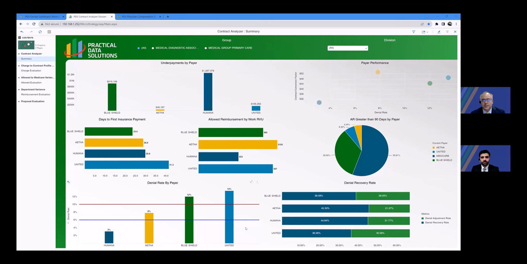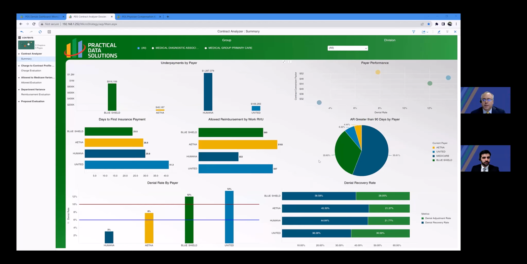But you'll notice we've also integrated our denial rates. And so you can very quickly start to see here that United has a very high denial rate, but it's also actually one of our better reimbursed payers. But we really want to be able to start to understand, are we recovering? And in this case, we're potentially recovering about a third of what's getting denied. So there might be some operational issues we can improve on.